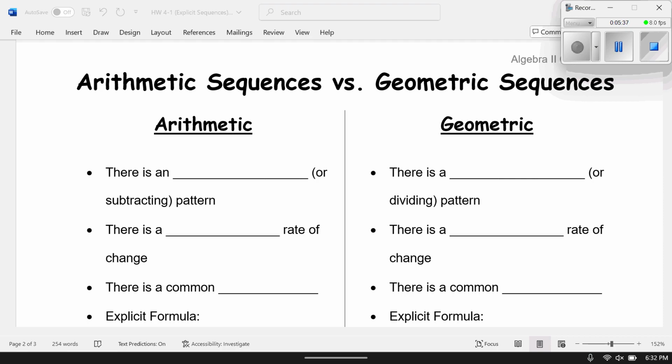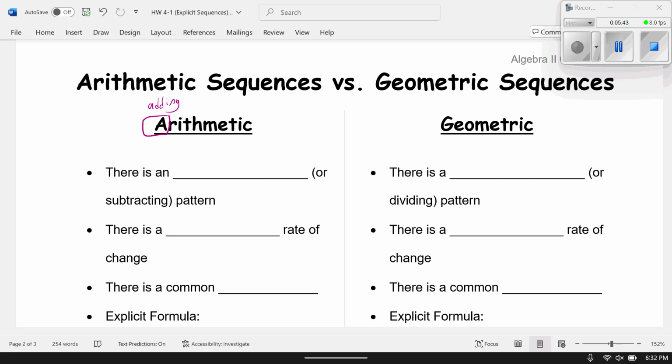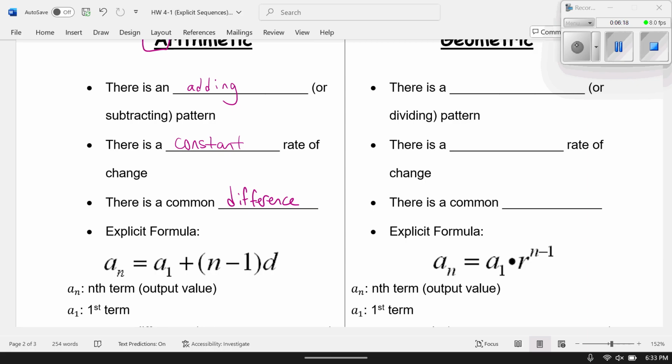So the way we're going to remember this is that A for arithmetic stands for adding. There is an adding or subtracting pattern. Now, if you have an arithmetic sequence, there is a constant rate of change, meaning we constantly changed by 4 in the last example because we kept adding 4. We call this a common difference. And we have an explicit formula that's on your reference sheet to classify these types of sequences.